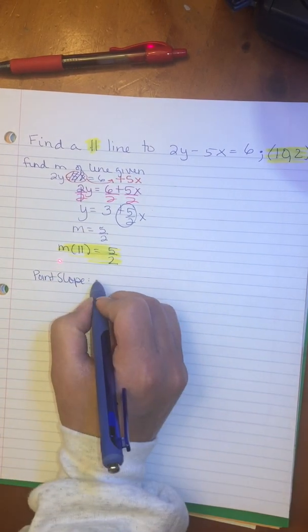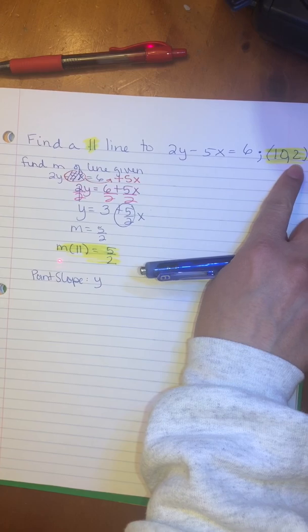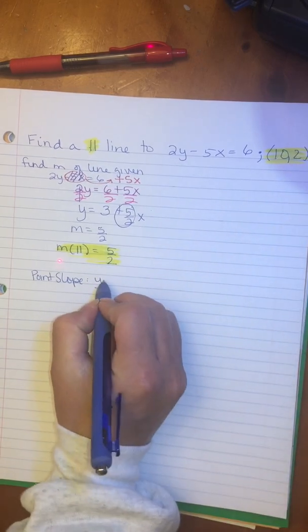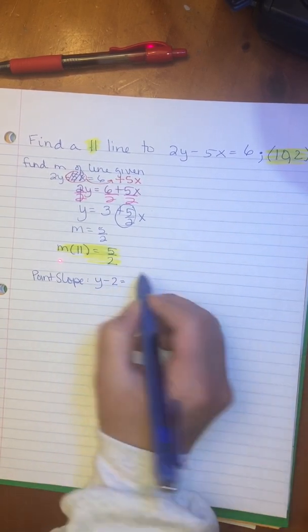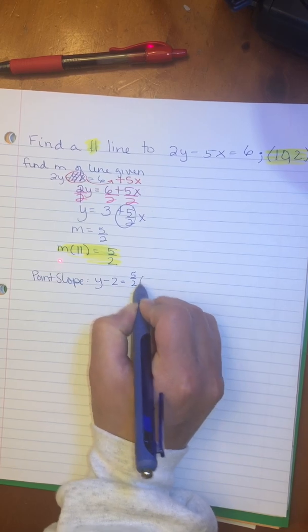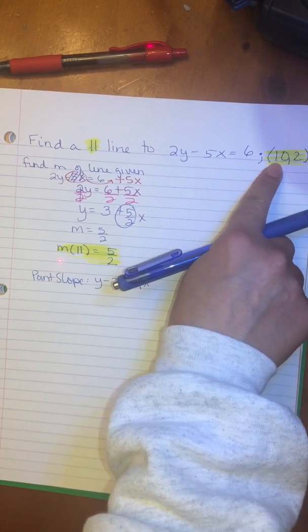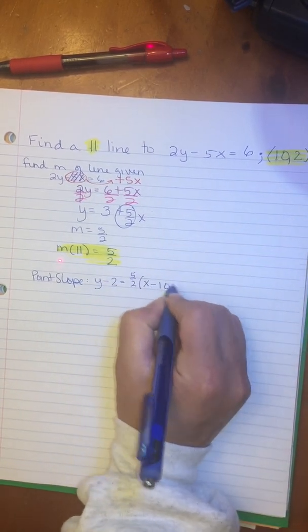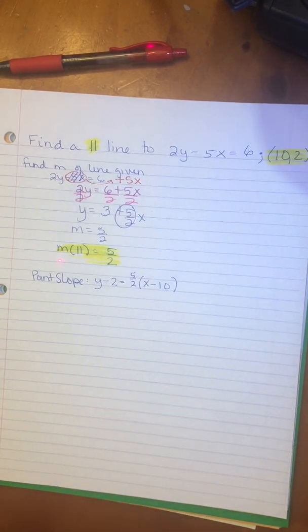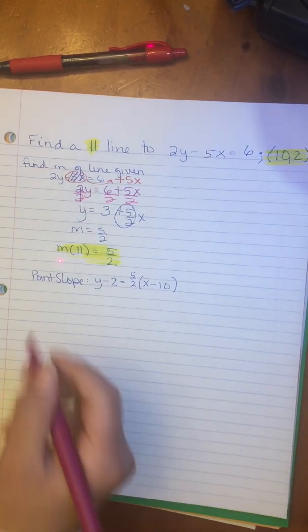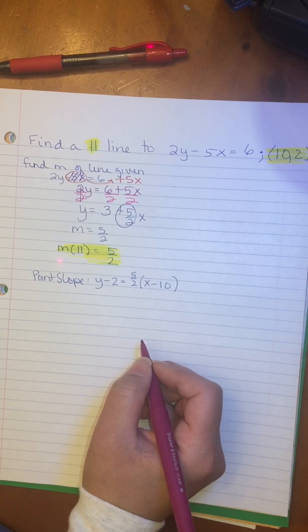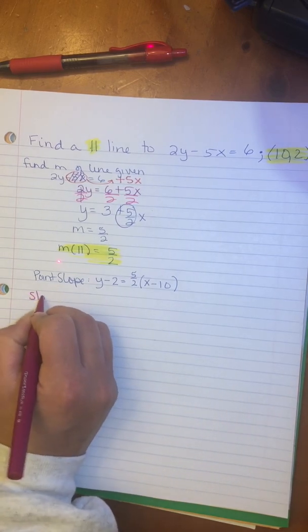So a point slope would have a y, and then I go to the y value, it's a 2, but you have to take the opposite, so you put minus 2, equals 5/2, parentheses, x, and you go to the x, and it's a 10, but you got to take the opposite and put minus 10. And then finally, solve it and put it in slope-intercept.